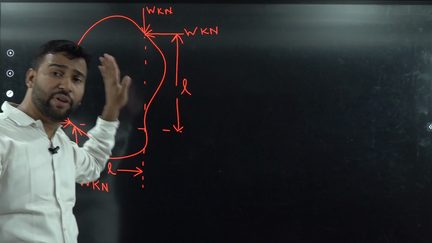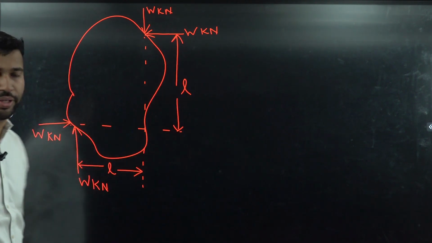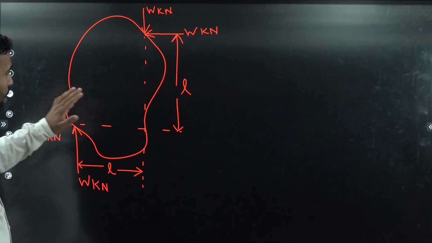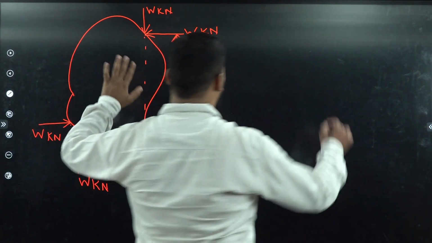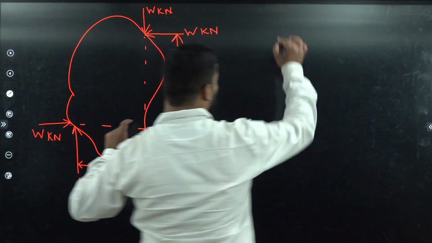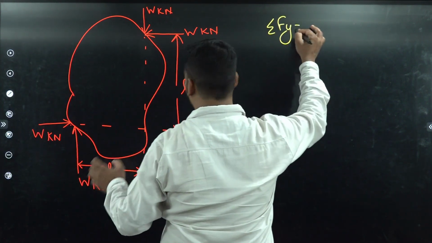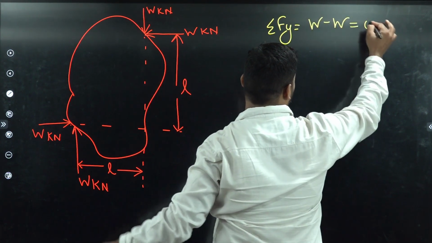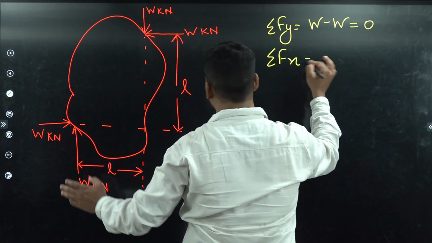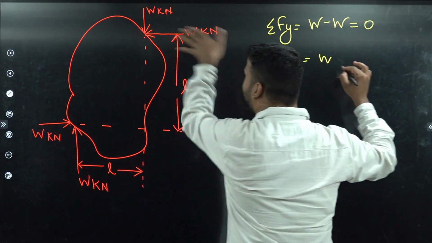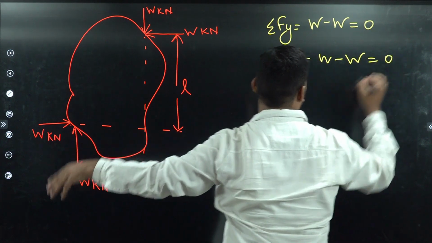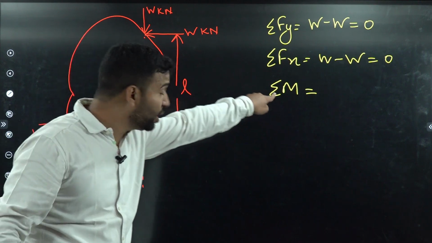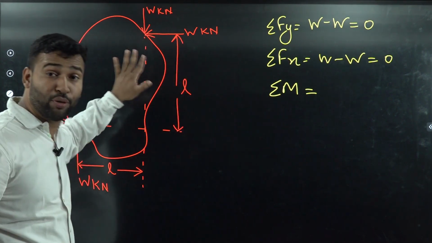Now just check whether this body is in equilibrium or not, students. Just check. Done. Now just find all the three conditions here. If we are talking about the net force in the vertical direction, it should be W positive, W negative, W minus W. It will be equal to 0. Summation of forces in the horizontal direction, plus W minus W, will be equal to 0. Now we have to check the net moment, because the above case failed here only.